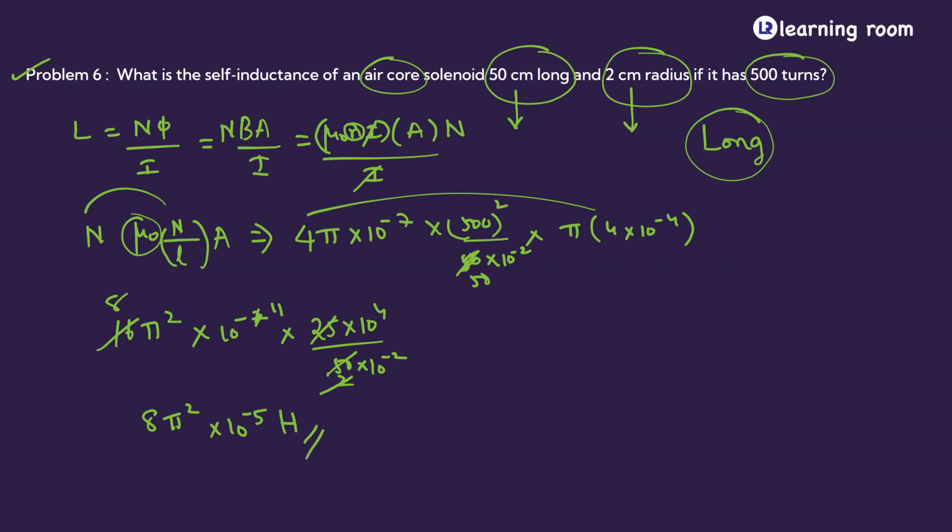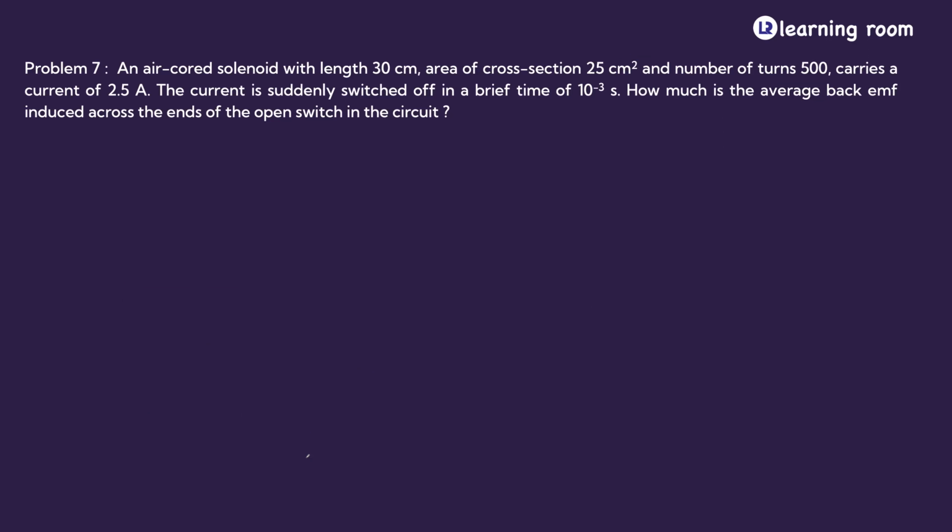Shall I proceed? Do this. An air-cored solenoid with a length of 30 centimeter and area of cross-section 25 centimeter square has a number of turns 500 and carries a current of 2.5 ampere. The current is suddenly switched off in a brief time of 10 power minus 3 seconds. How much is the average back EMF induced across the ends of the open switch in the circuit?